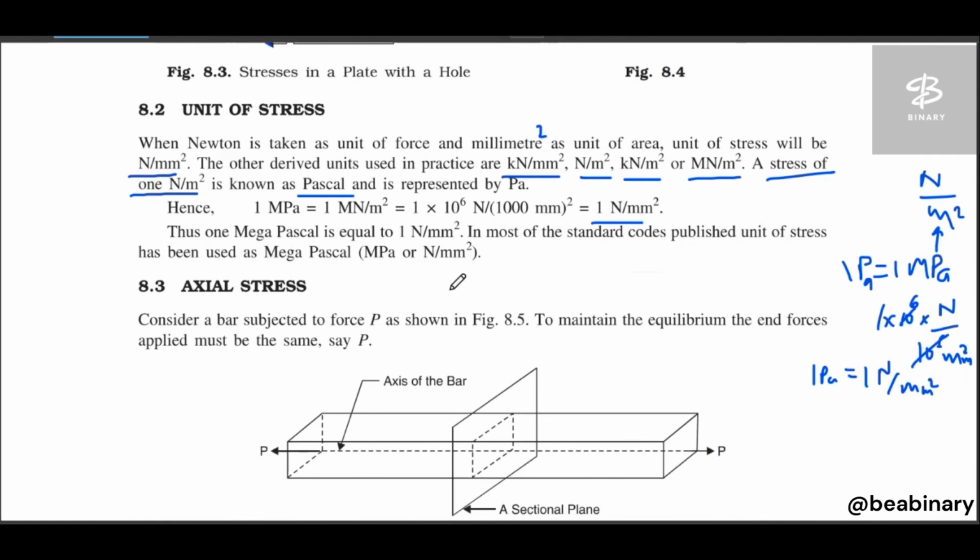Now MPa, Pascal means MPa or Newton per meter square.